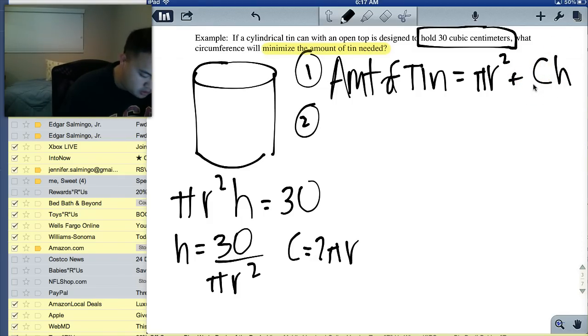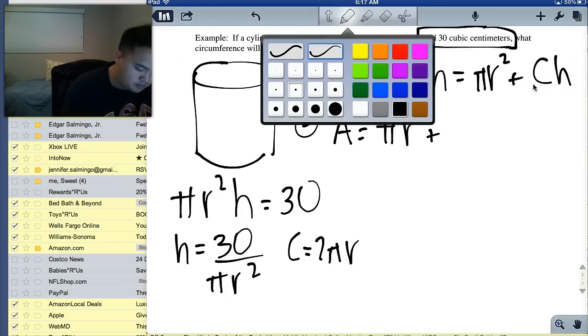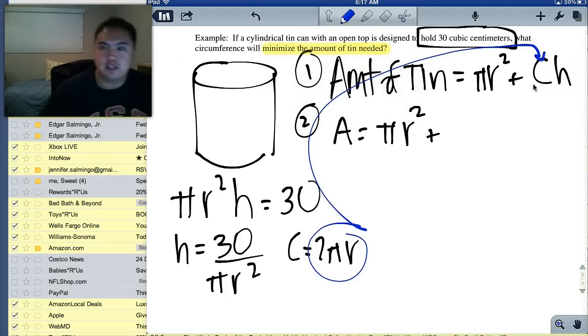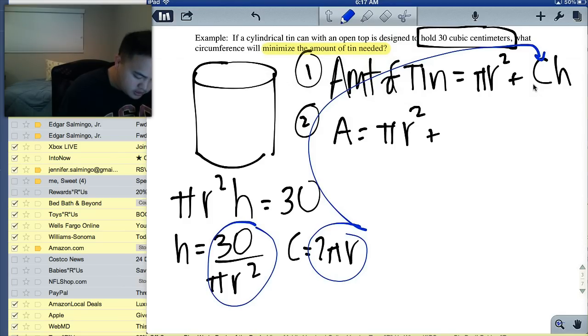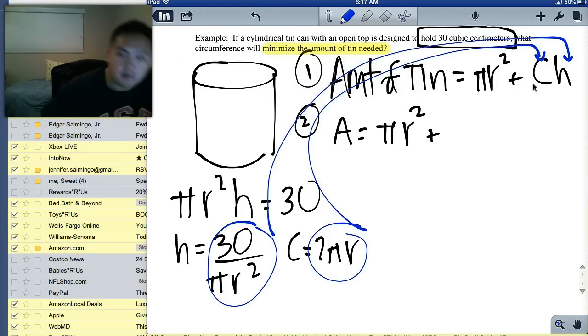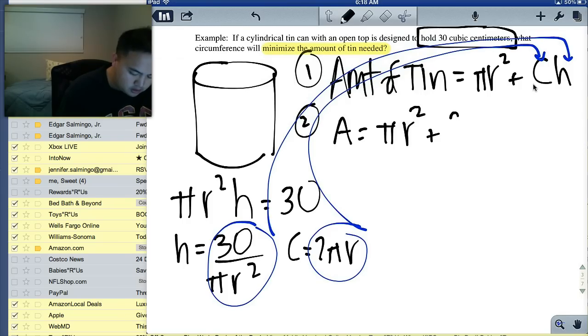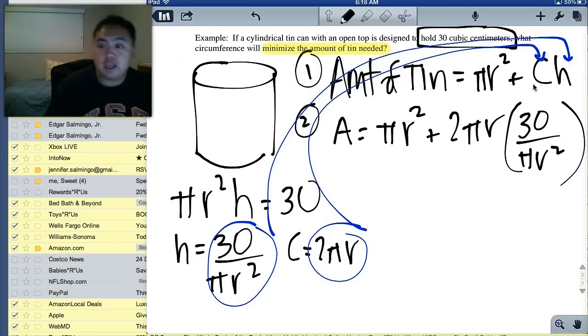So just to make this easy, I'm going to call this A equals pi r squared, which stays, plus C, and C in this particular case is going to be 2 pi r, and then H, which in this case is going to be 30 over pi r squared. Okay, so let's plug this in. C now becomes 2 pi r, and H now becomes 30 over pi r squared. Now I only have one variable.